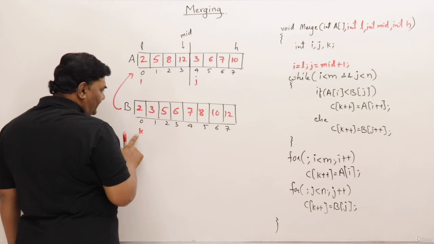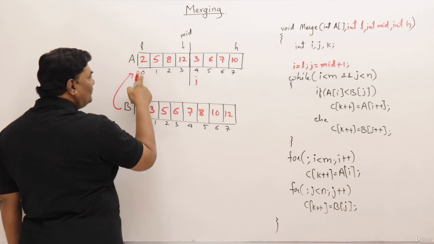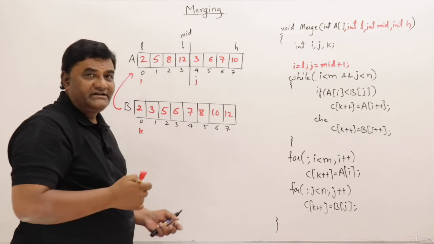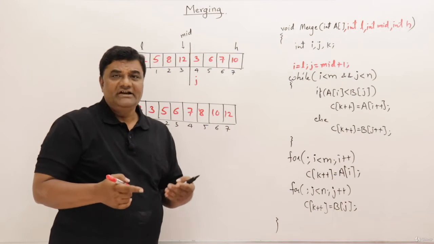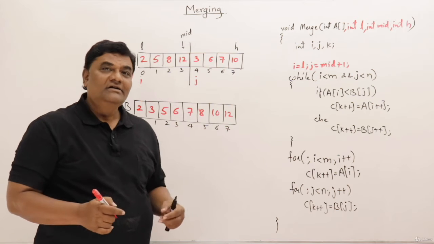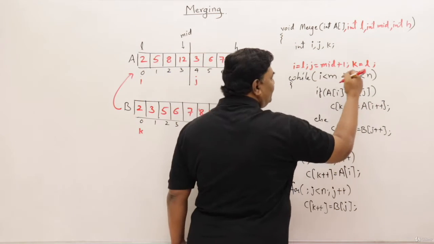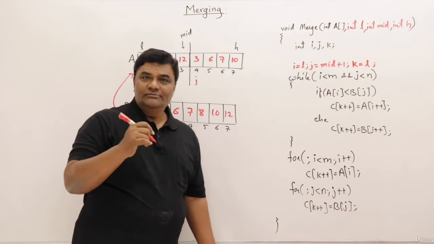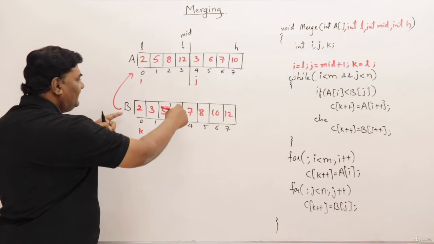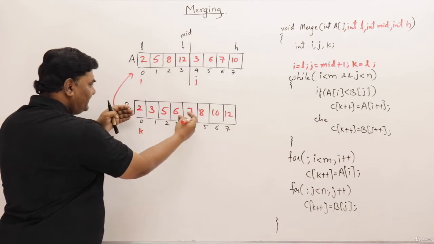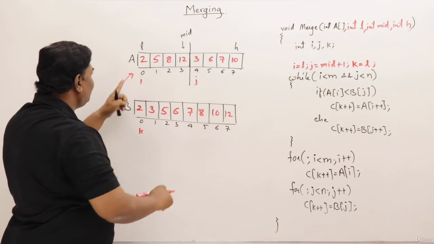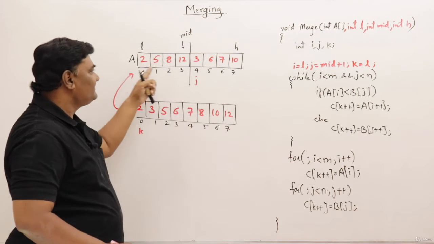And k should not start from 0. It should start from low. We don't know where that low is. In our example, low is 0, but low can be anywhere, any part of an array. So let us take k also on low. Now one more thing we need. We need an array to merge all those elements. So we need an array equal to the size of this list, whatever the size is.